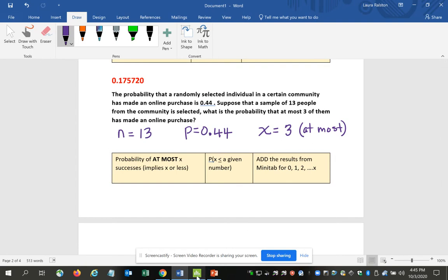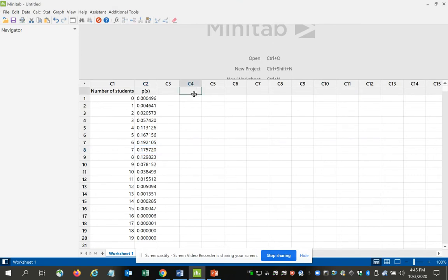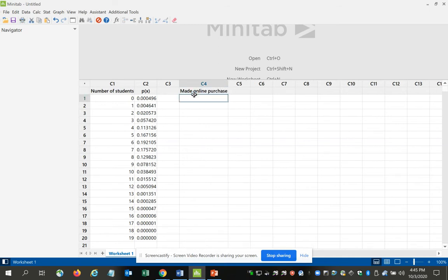So again, I go out to MINITAB, and I haven't set this one up, okay? So I'm going to put this one in column 4. I'm just going to put made online purchase. And we're considering 13 people, but remember it could be 0. So we have 0, 1, 2, 3, 4, 5, 6, 7, 8, 9, 10, 11, 12, 13. Okay, so we numbered 0 to 13. And then I'm getting ready to calculate the probability. I'm going to put it in C5.